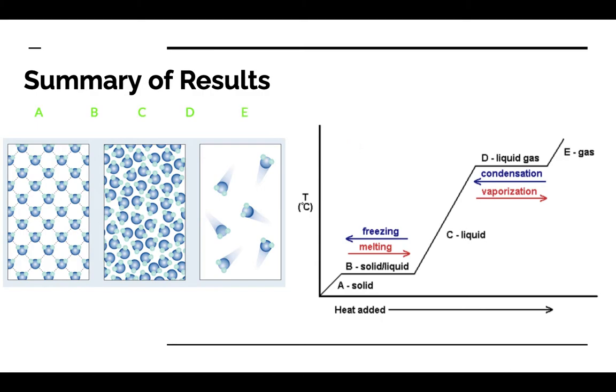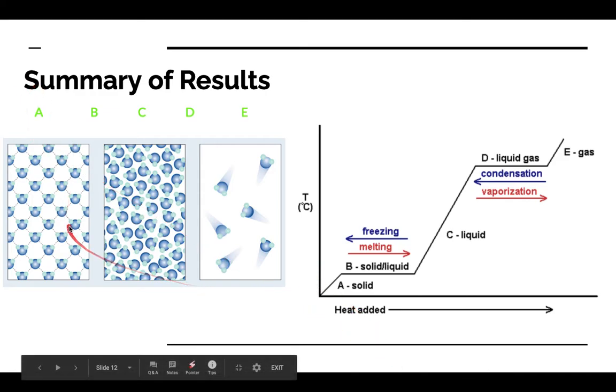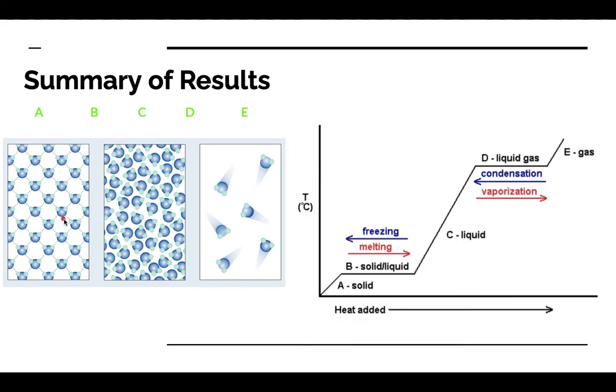And then in terms of visualization, here's what our substance looks like at a molecular level at each point in our graph. This would be A right here when we're solid. The chemical bonds are strong and rigid. Our molecules are not going to move a whole lot. Then we have B, where we undergo a phase change. Nothing's really shown for B. It's kind of a transition from A to C.